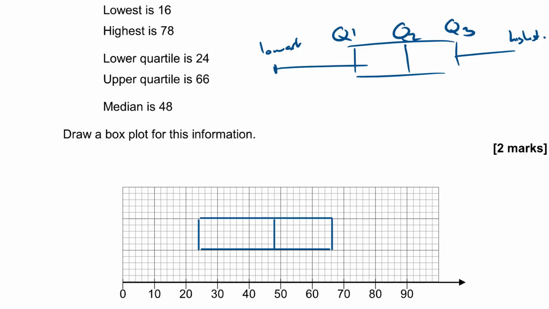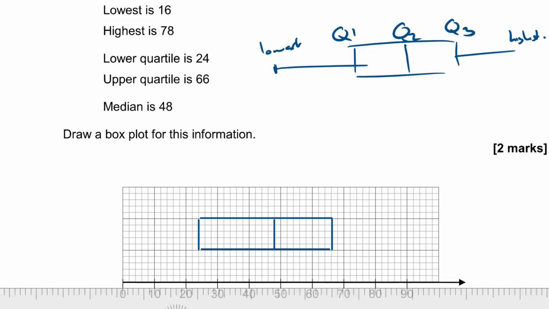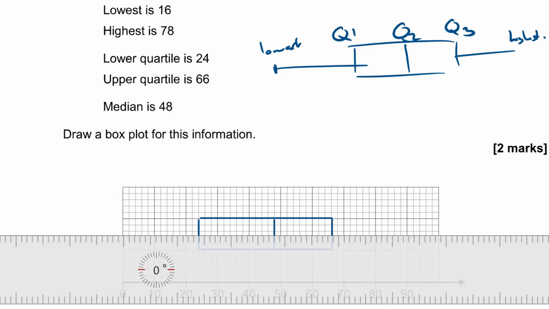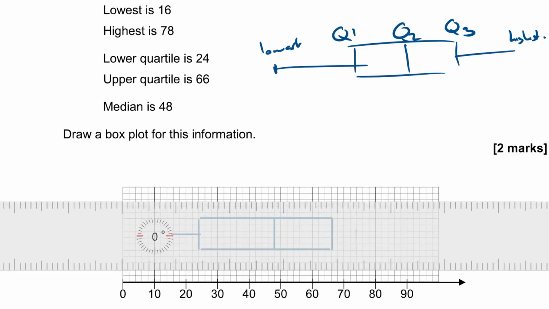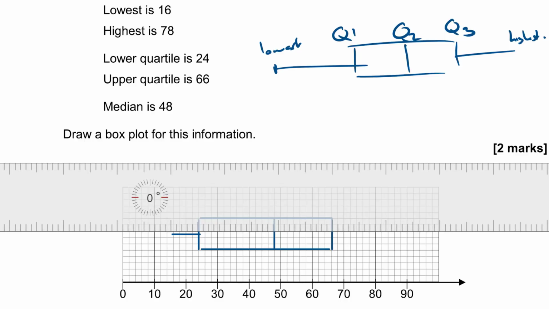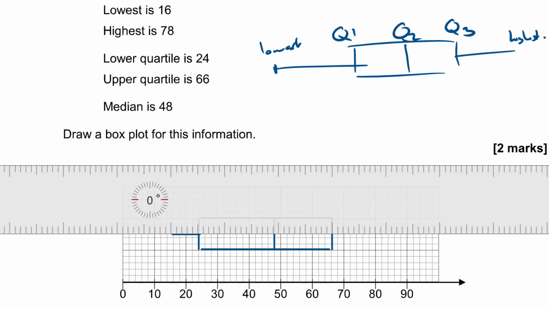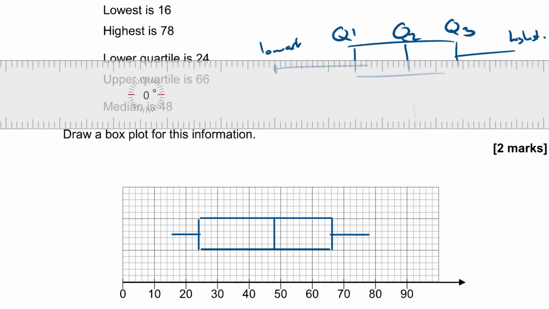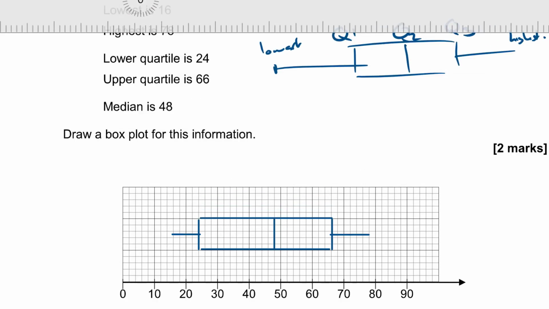Okay, so there's my box part, and now the whiskers are going to go out to the highest and lowest values. So the lower whisker is going to go down to 16. So 16 is here. And then the highest value goes up to 78. Should have done it that way around so I can see the scale at the same time. And the upper whisker goes up to 78 there. Okay, so that's my diagram complete.